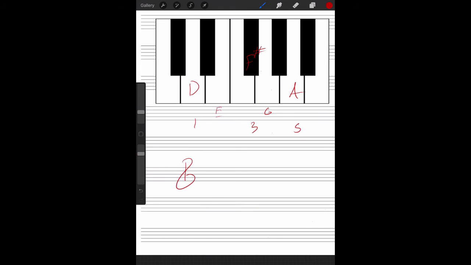Okay, so looking at our D major triad again, D, F sharp, add the accidental, A. So we have a major third and a minor third on top of that, which gives us our perfect fifth.